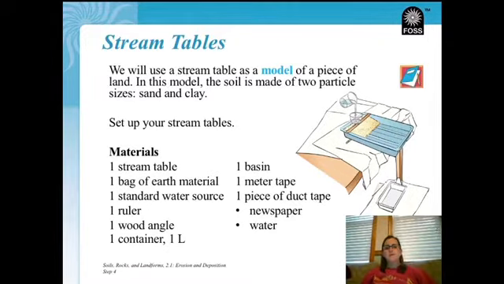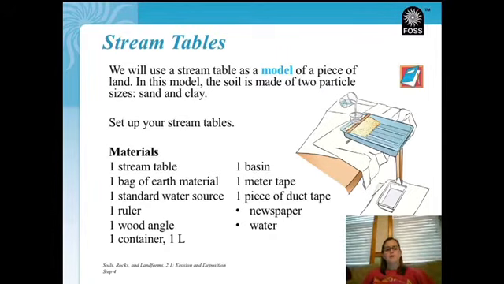So this is the next setup that you will see. We're going to use the stream table as a model of a piece of land, and the soil is made of two particle sizes, sand and clay. So we have a stream table, some earth material, a standard water source, a ruler, a wood angle, a 1 liter container, a basin, a meter tape, and water.